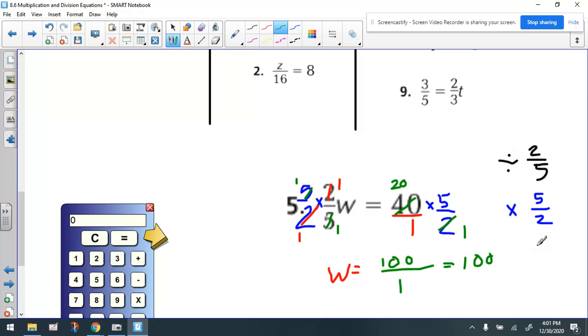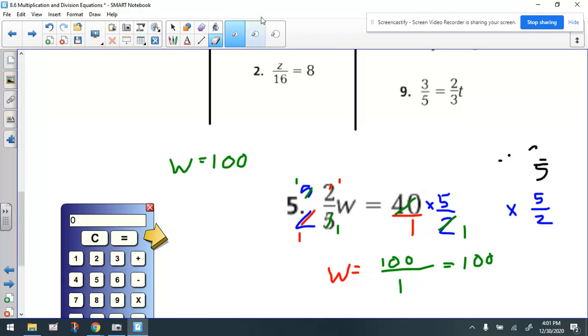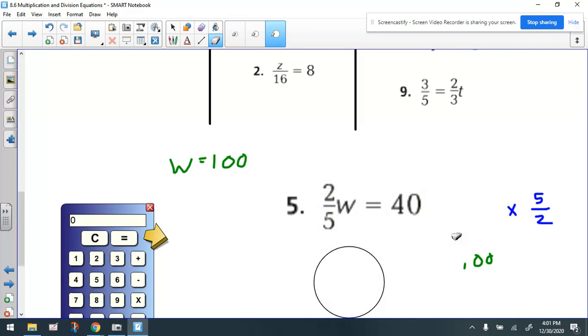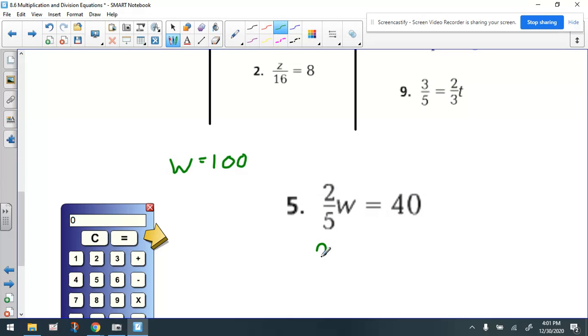Now, we don't have to sit around and wonder, did we get it right? Because we can do a check. So what does a check look like? We take our answer, remember we got 100, and we substitute it into the original equation. So let's erase all this stuff. If we substitute in what we got, we have 2/5 times w, and we're saying that w is equal to 100. And we want to make sure that that equals 40.